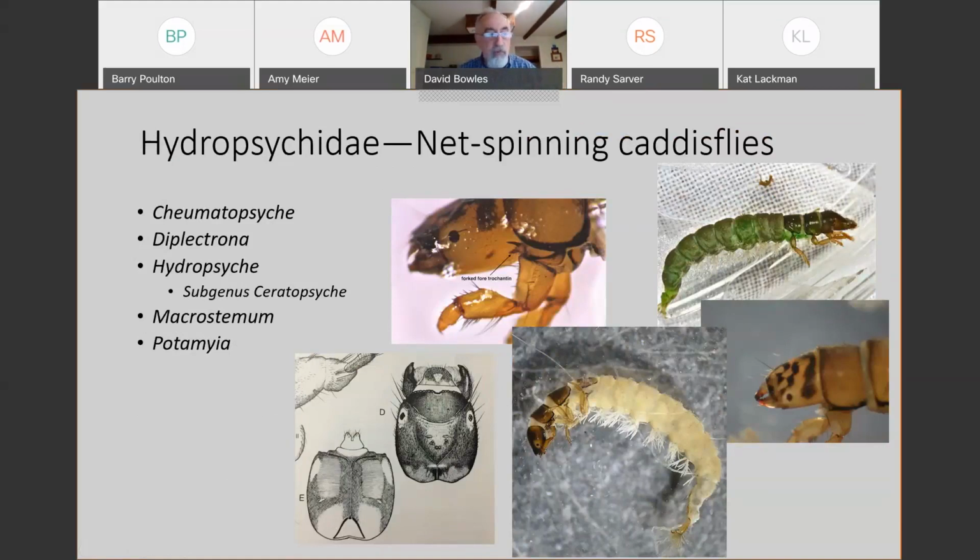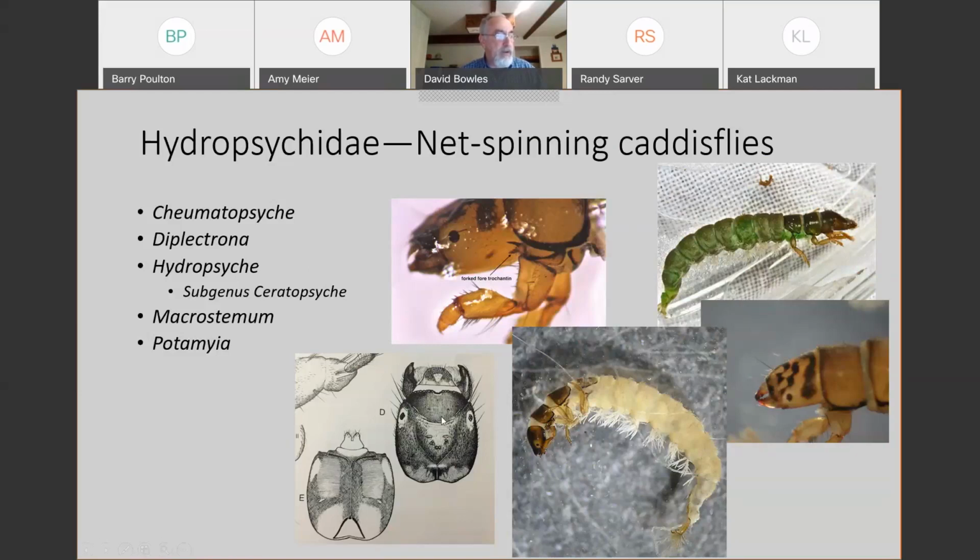You can see these when you collect, particularly from clean streams. They're the ones that have the checkerboard pattern on the top of the head. And you can see the photograph there of one of those. The one on top in green, that's a Hydropsyche. The white one, that's a Homoplectra. So the ones you're most likely to see in your stream samples are Homoplectra and Hydropsyche. The others, Diplectrona, is primarily a spring inhabiting genus, and the other two, Macrostemum and Potamyia, are primarily larger rivers, and you're not as likely to see those, although they are present here.